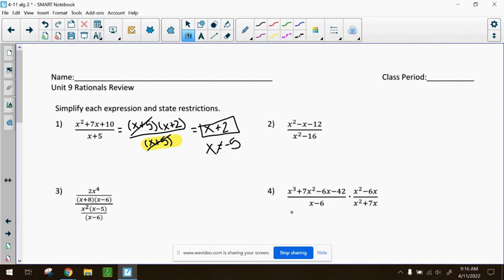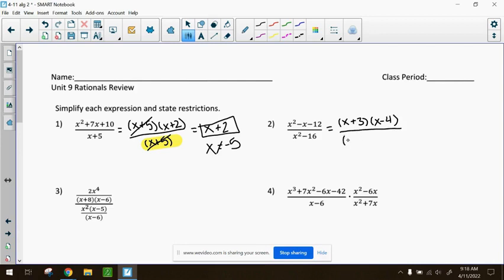to negative 5. In question number 2, we're working on the same learning target here where we're factoring the numerator, factoring the denominator, and then seeing what will cancel. The numerator factors into x plus 3 and x minus 4. So 3 times negative 4 gives me negative 12, but when we add them, gives me negative 1.